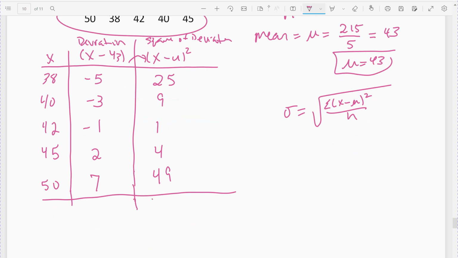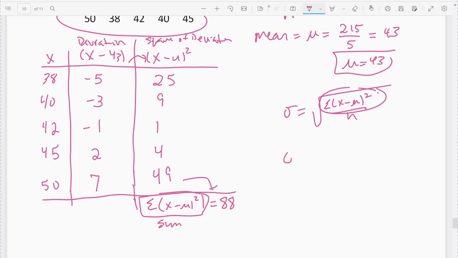Alright, now we're going to add these up because what we want to do is find the sum of the squared deviations. That goes in our table, we add those up, so we take the sum. We take 25, add 9, add 1, add 4, add 49, and that adds up to 88, and that goes into that part of the formula.